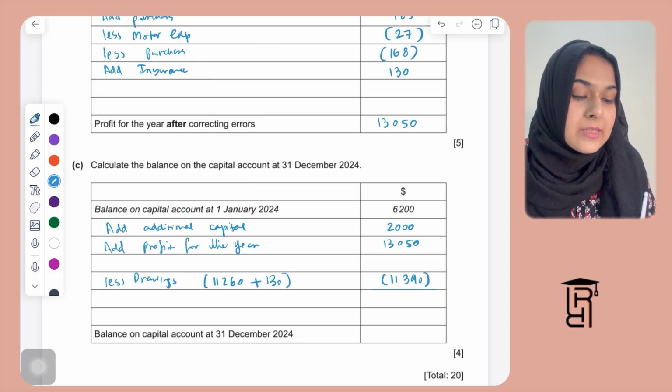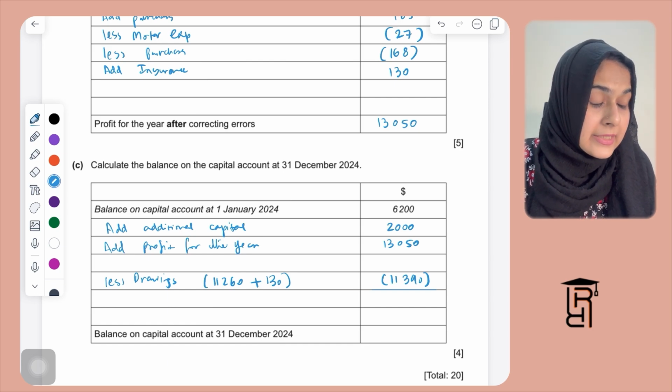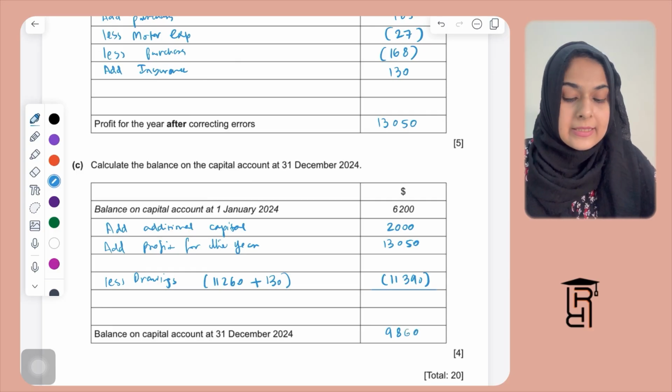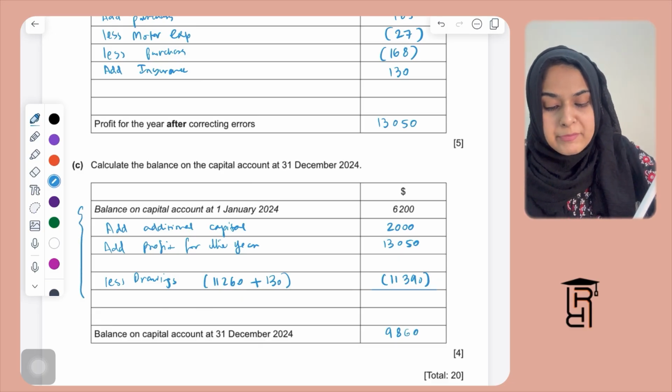So my new drawings will be 11,390, which I'm going to subtract. So when I calculate this, 6,200 plus 2,000 plus 13,050 minus 11,390 is going to give me 9,860. This is my new capital account balance. That is my capital at end. So you guys need to remember this logically.